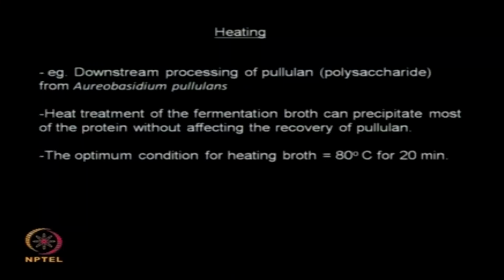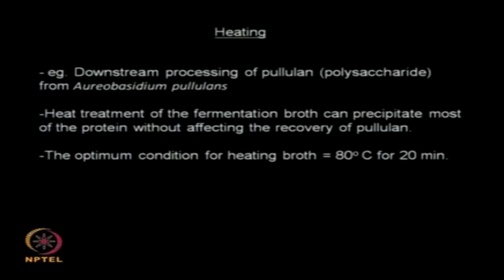Suppose I want to process a polysaccharide like a pullulan, which is fermented from a microorganism. So when we heat it, what happens is there are certain precipitates that happen, precipitates of the protein without affecting the pullulan. So the proteins which may be hindering the recovery of pullulan can be removed by this type of heating. So when you heat, the proteins get denatured, and when the proteins get denatured they precipitate out. So you can separately recover the pullulan. So that is the main advantage in this particular case of heating, and it is a very good separation process.